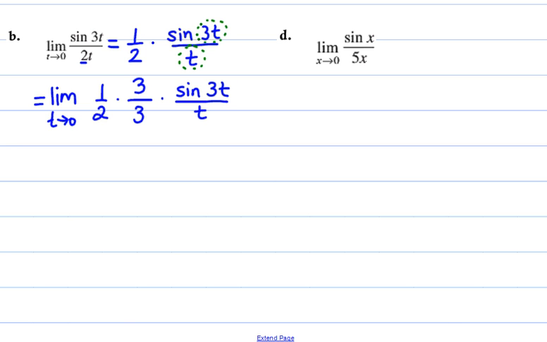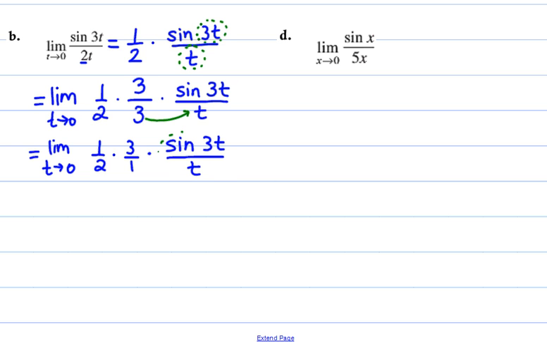All right, so I'm going to keep going. So the whole point of multiplying by 3 over 3 is so that I can make this 3 come here. So I have 1/2 times 3 over 1 now, because I moved that 3 from the bottom, times the sine of 3t over t. All right, so there's my special trig limit. That should equal 1. So I can do my thing.